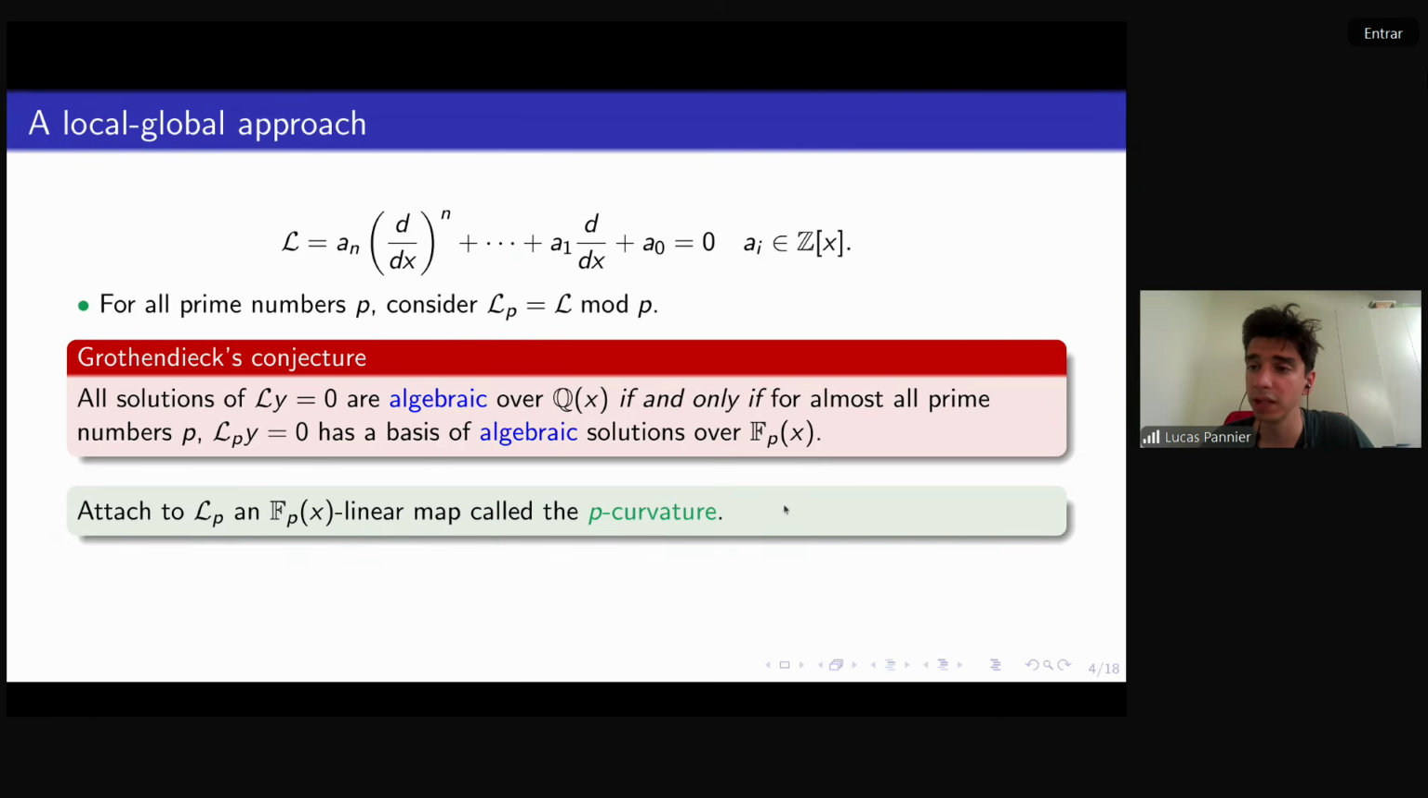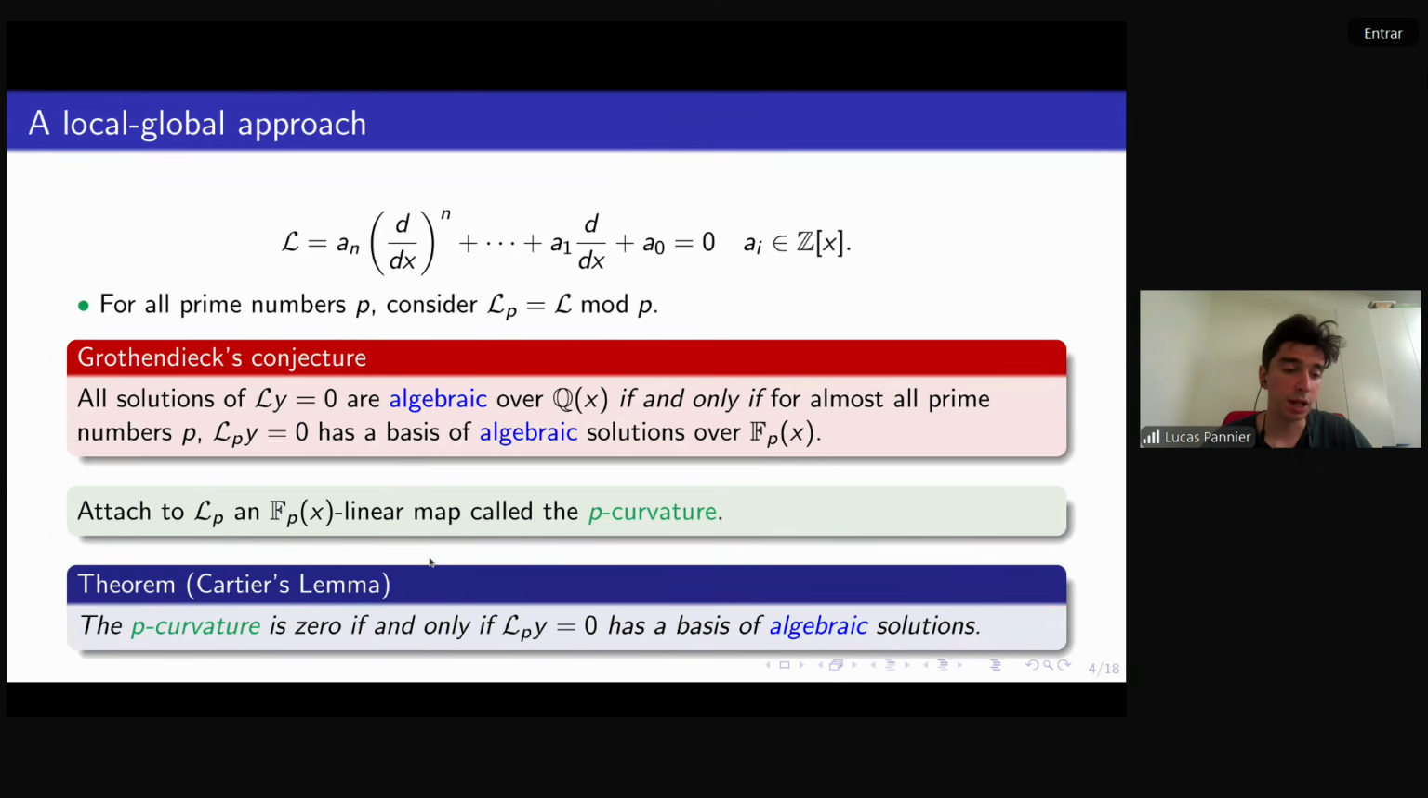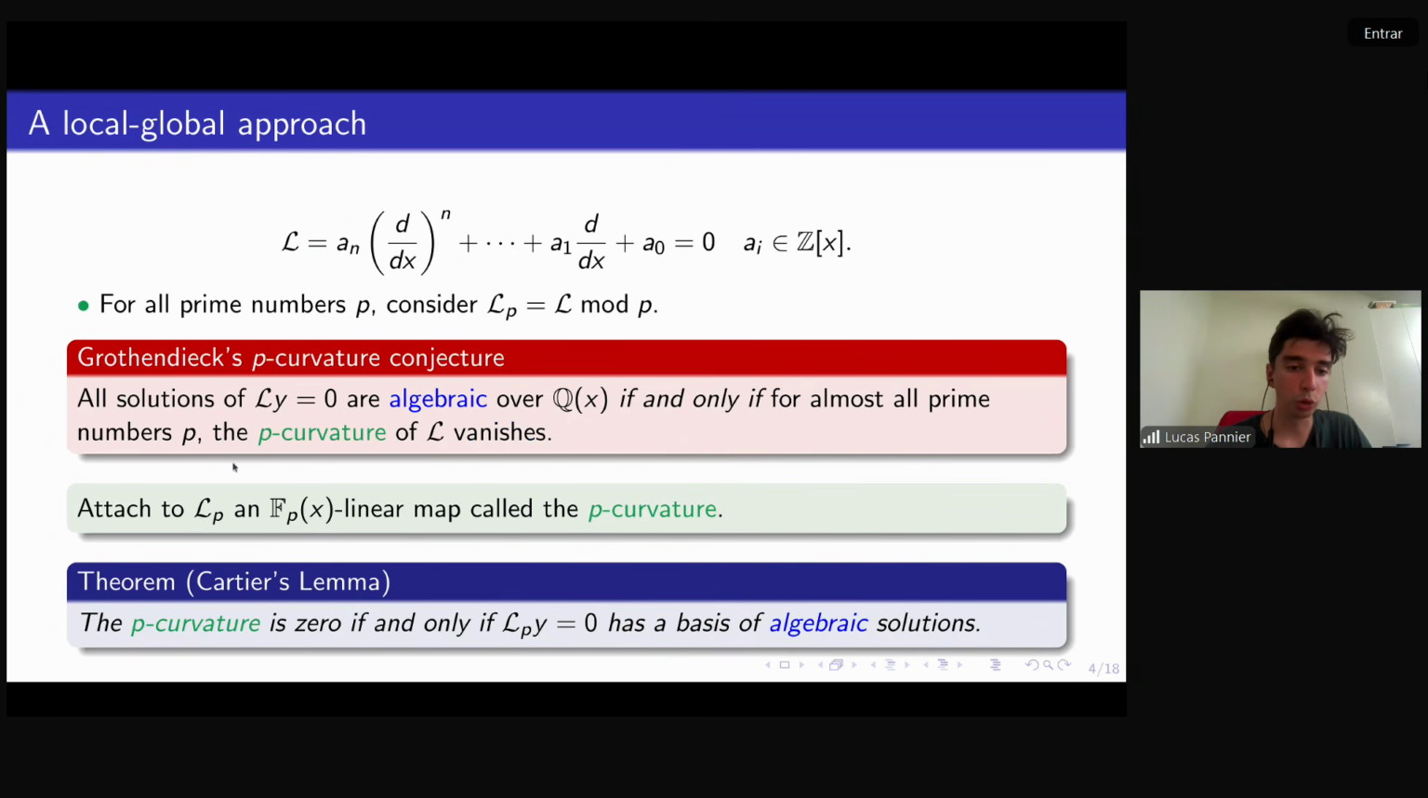But what we will be really interested in is knowing when this p-curvature vanishes. So there is Cartier's lemma, which states that the p-curvature vanishes if and only if Lp(y) = 0 has a basis of algebraic solutions. So we can restate Grothendieck's conjecture as Grothendieck's p-curvature conjecture: all solutions of the differential equation are algebraic over Q(x) if and only if almost all p-curvatures vanish.